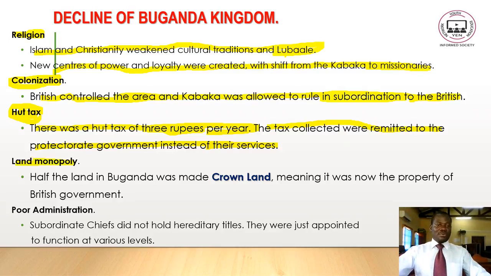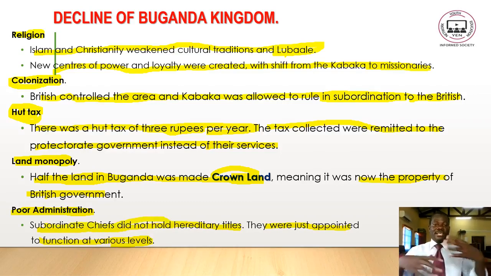And also land monopoly. So half the land of Buganda was made crown. So when we say a crown, we mean it was now a property of the British government. So we are saying that half of Buganda belonged to the British government. And also poor administration was another factor for the decline. So subordinate chiefs did not hold hereditary titles. They were just appointed to function at various levels. So subordinate chiefs were not holding hereditary titles, where after they die, their sons take over. They were just appointed at a particular time on particular levels. That one again weakened the Buganda Kingdom.